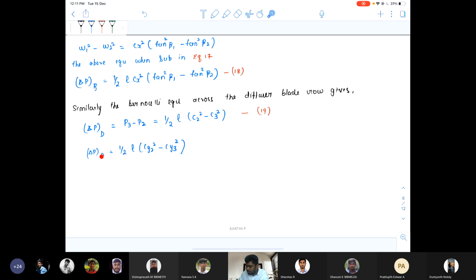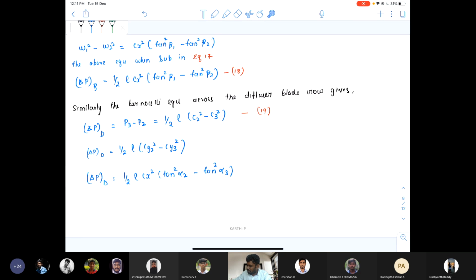Therefore, delta P of D will be equal to 1 by 2 times rho into Cy2 square minus Cy3 square. Okay, this equation has been arrived. Now, this equation can be written in the form delta P of D will be equal to 1 by 2 times rho into Cx square into tan square alpha 2 minus tan square alpha 3.